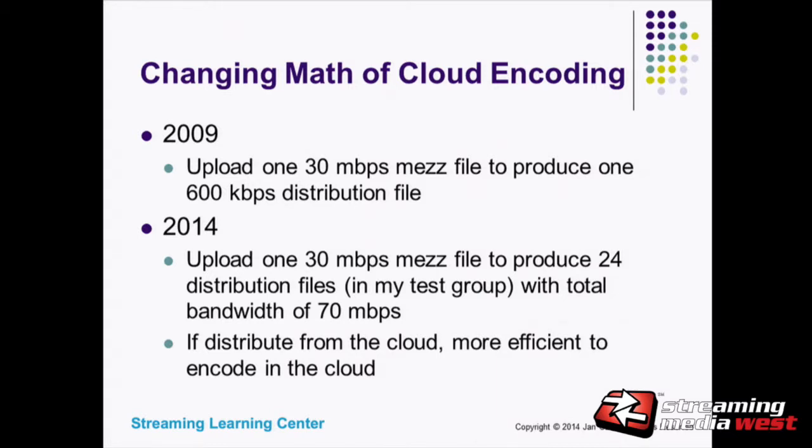In 2014, we're going to look at some tests I did a moment ago. You're producing adaptive streaming files. In a lot of cases, you're doing multiple sets of adaptive streaming files because you're targeting different playback targets. So in the test that we're going to look at in a second, our mezzanine file was like 30 megabits per second, but I was producing files with a total bandwidth of 70 megabits per second. So it was more efficient for me from an upload perspective to upload the mezzanine file to the cloud, particularly if you're distributing the files from the cloud, than it would be to encode on premise and then upload the 70 megabits per second up into the cloud.